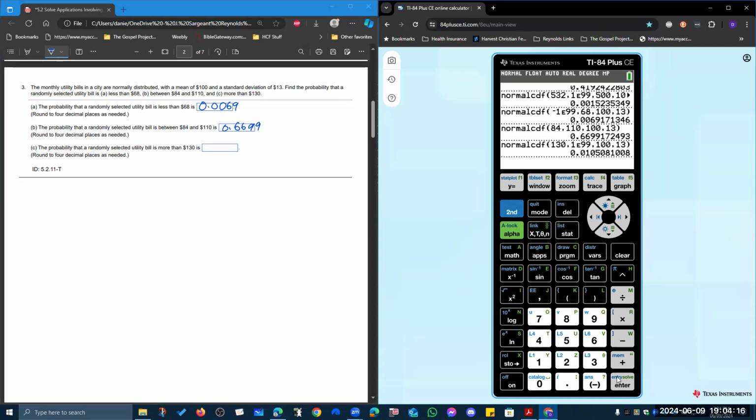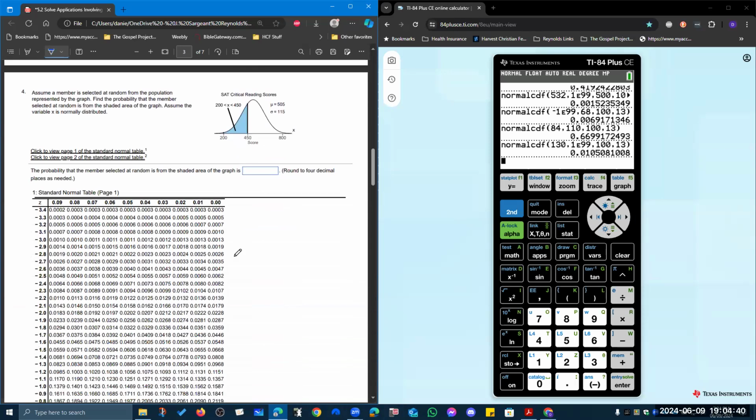And that is going to be 0.0105. So we weren't asked about this, but both A and C would be unusual events here because they both are less than 5%. B does not represent an unusual event here.